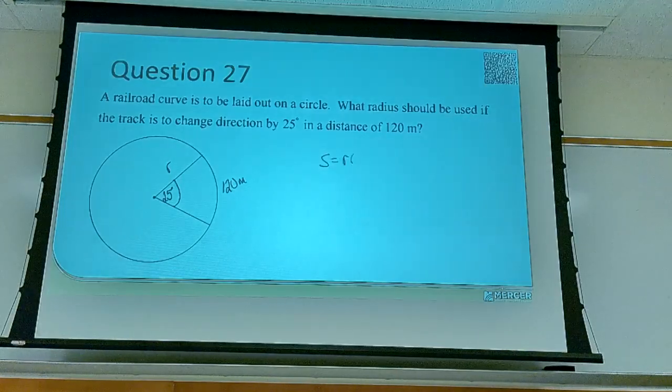And again, start with S equals R theta. We want the radius, so it would be S over theta. But what's the condition on theta? Oh, 25, it's in radians? It has to be in radians. Can you convert 25 into radians though? You can. The best way to do that is just do it right in the problem.